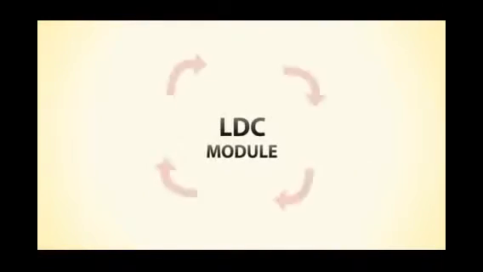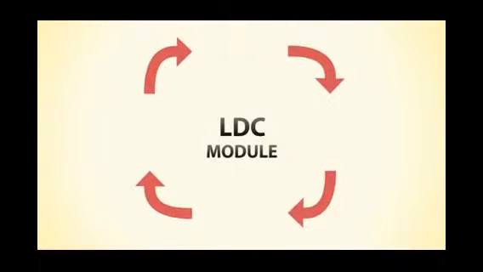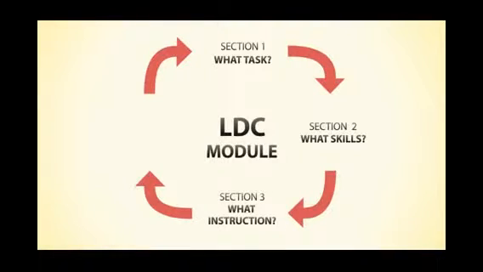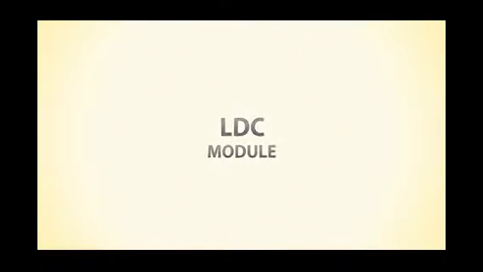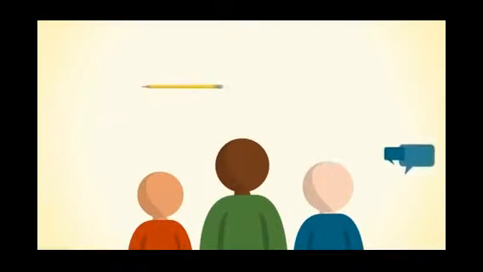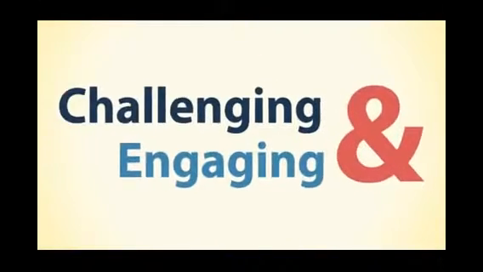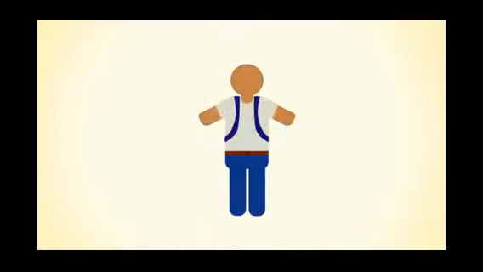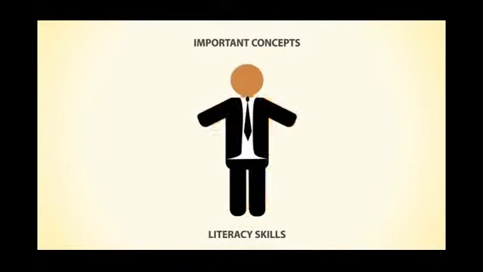The Literacy Design Collaborative modules have 4 components: what task, what skills, what instruction, and what results. The module provides a blueprint for integrating content and a 2 to 3 week instructional plan which engages students in reading, research, dialogue, and writing about important topics and issues. Modules are challenging and engaging. They provide students with the opportunity to delve deeply into important concepts within a discipline while developing the literacy skills needed for college and work.